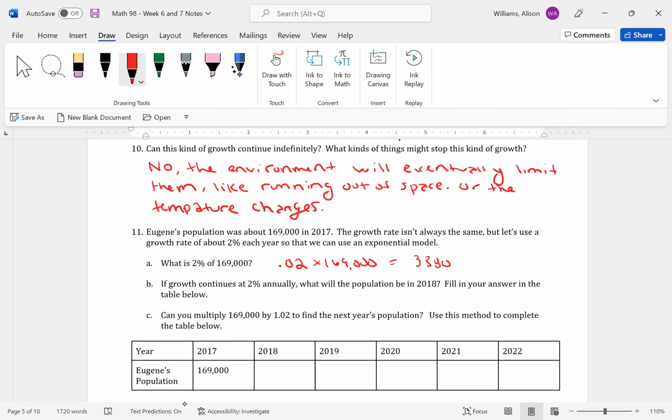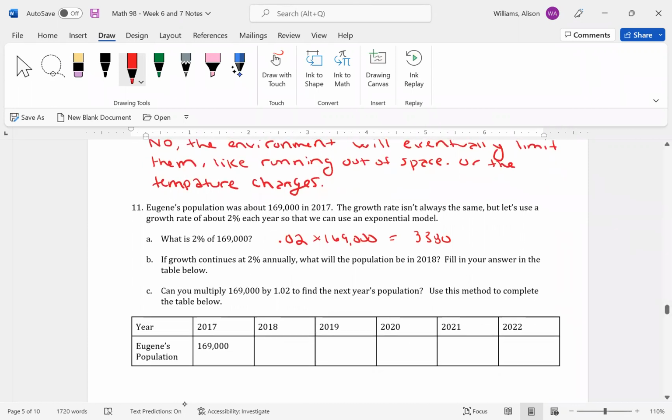So in 2018, I need to add that 3,380 basically to this amount, the 169,000. So when I add it, I get 172,380 people.